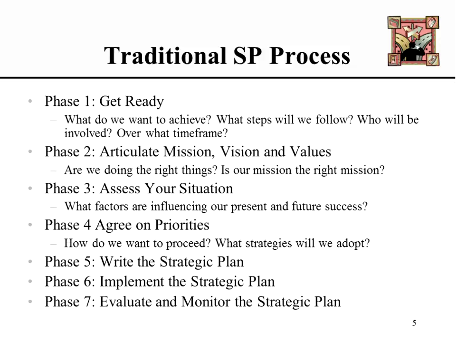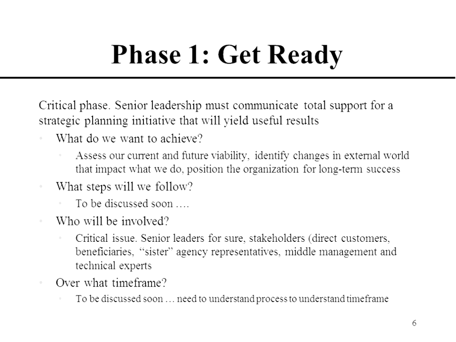Phase 3 is to assess your situation. And I'm going to argue and actually change in the next part of this lecture, phase 2 and 3, I'm going to flip them around. Phase 3 says assess your situation, what factors are influencing our success and our mission and our existence. 4 is agreeing on priorities. That's getting the goals and the objectives, strategies and performance measures in place, writing the plan, implementing the plan, and then evaluating and monitoring implementation progress.